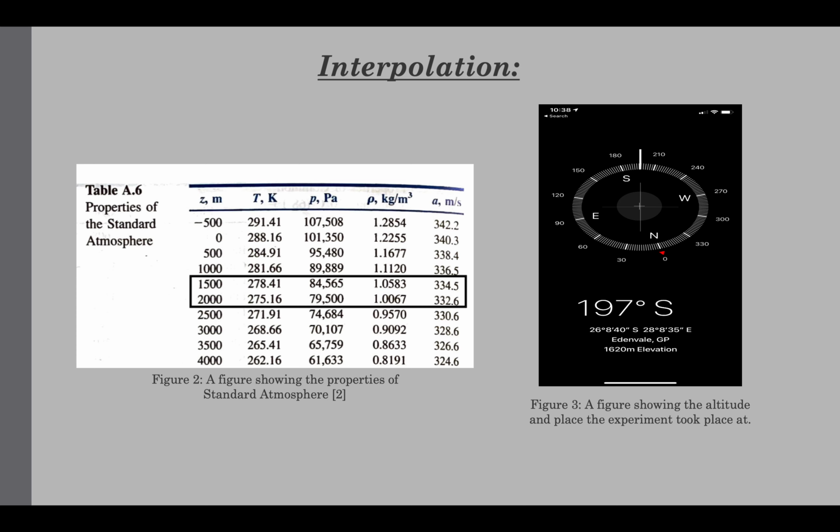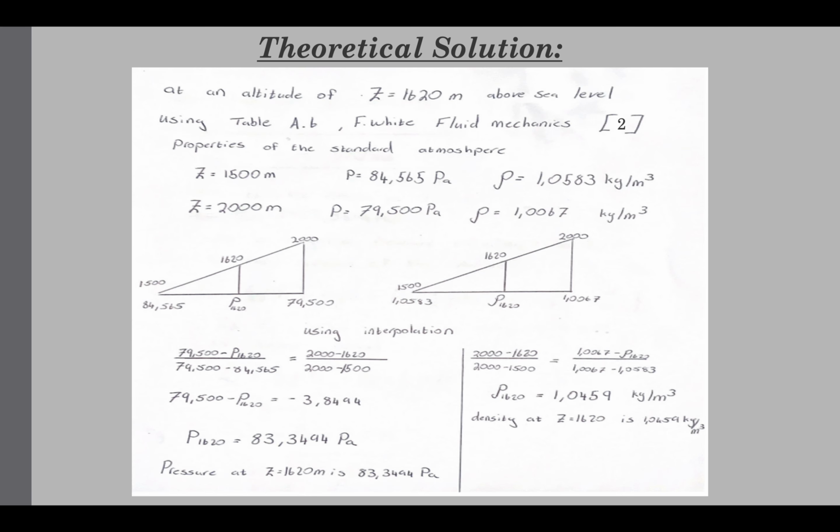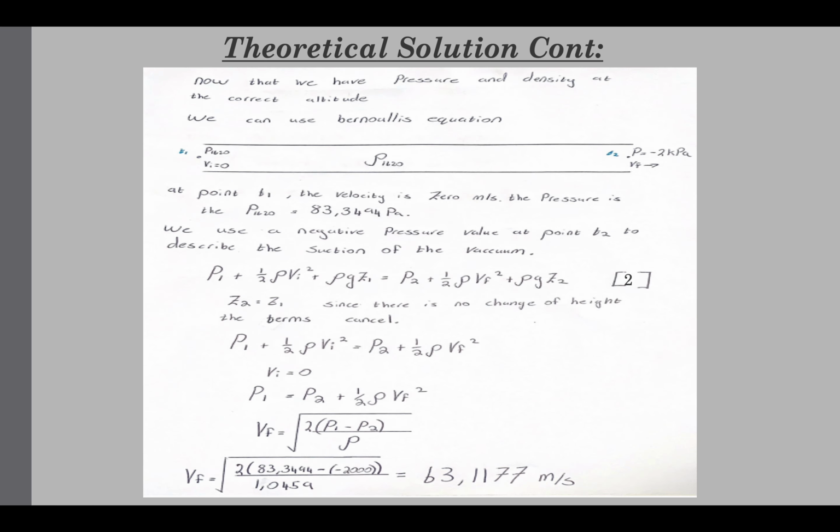First, we solved the problem theoretically. In order to solve the problem theoretically, interpolation must be done. In order to do interpolation, the following figures were used from the table from the textbook, as well as an altimeter on an iPhone 11. Using the figures from the table in the previous slide, interpolation was done to acquire the density and pressure at 1620 meters altitude. Once interpolation was done, we used these values to substitute into Bernoulli's equation.